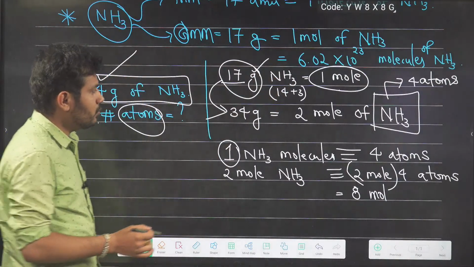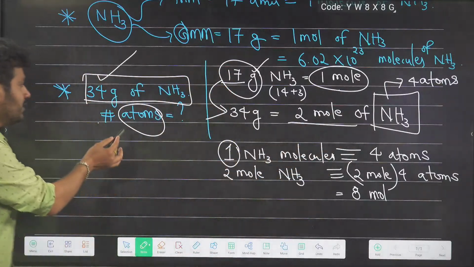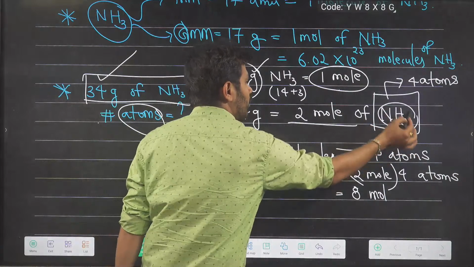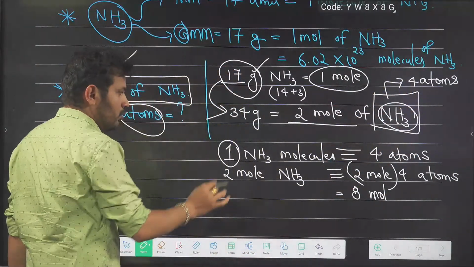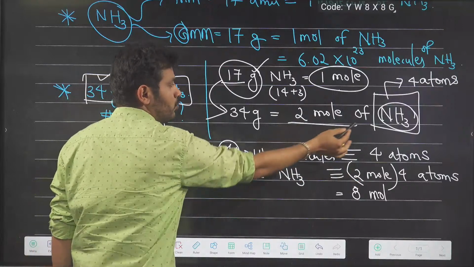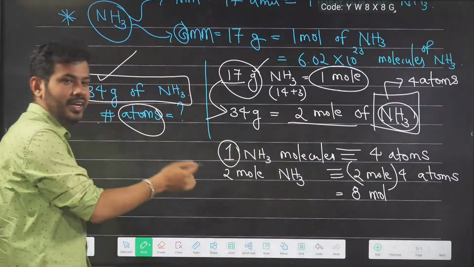So if 2 moles of NH3 molecules are there, they are not asking for molecules, they are asking just for atoms. To get that, we know that one single NH3 molecule contains 4 atoms. So 1 NH3 has 4 atoms, and we have 2 moles of NH3.